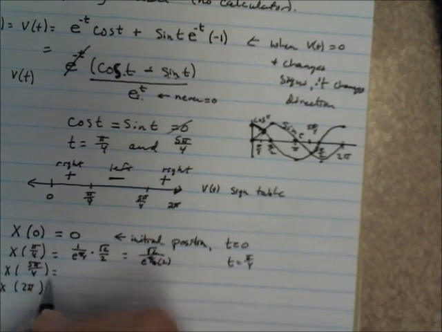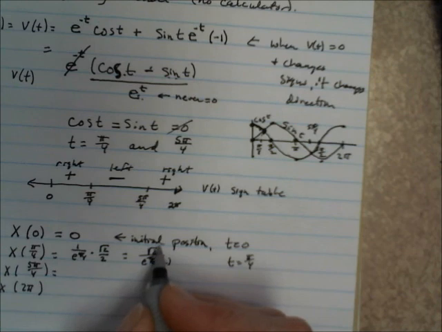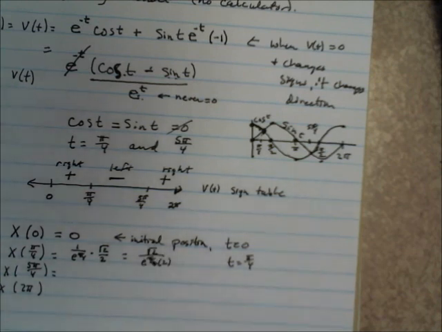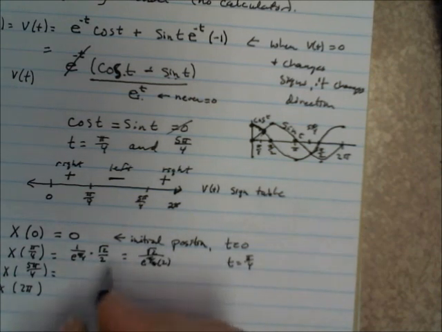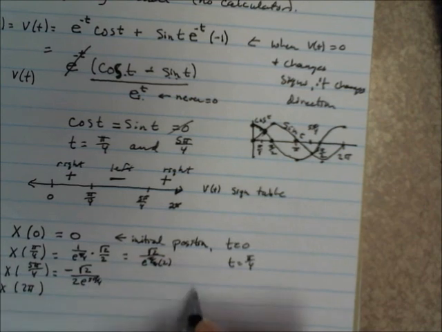5 pi over 4 is exactly the same thing. The only difference is the sine of 5 pi over 4 is going to be negative. So this value right here is just going to be the same as above, but negative. So negative square root of 2 all over 2 times e to the 5 pi over 4.